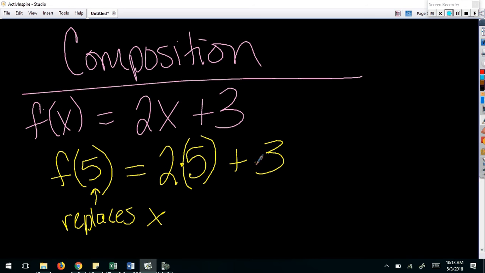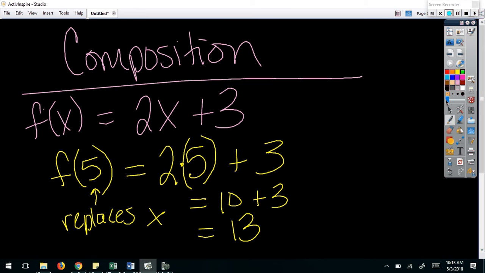Where'd that 5 come from? I gave you an example. I said, if I asked you to find f of 5. Yes, Bryce, you are correct. That would be 10 plus 3, which is 13. Okay?